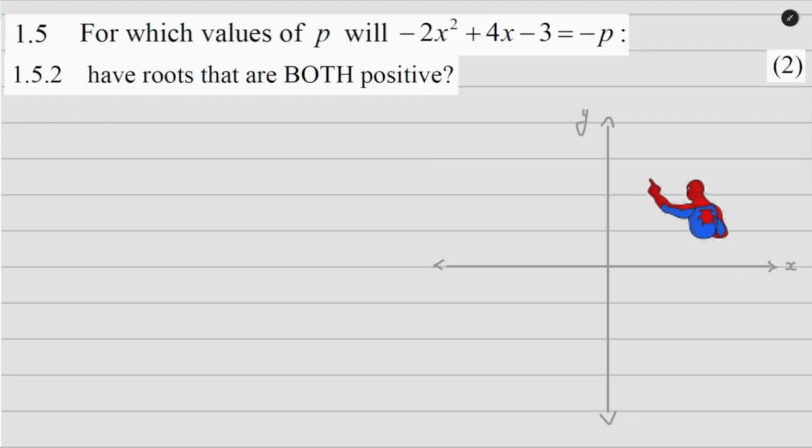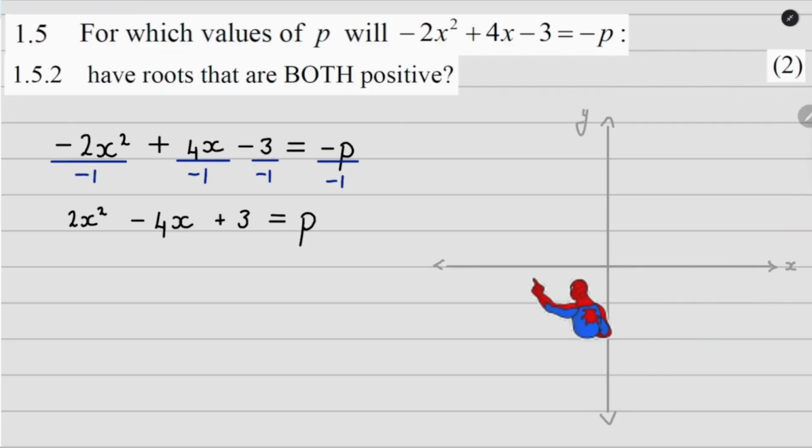Welcome to your challenge round. For which values of p will this equation have roots that are both positive? To start this off, I'm going to divide everything by negative 1 so that I get a positive p here. It's much easier to work with positive p rather than negative p. In summary, that changes the signs of everything. So this minus 2x squared became positive 2x squared, and the plus 4x became minus 4x, and so on.